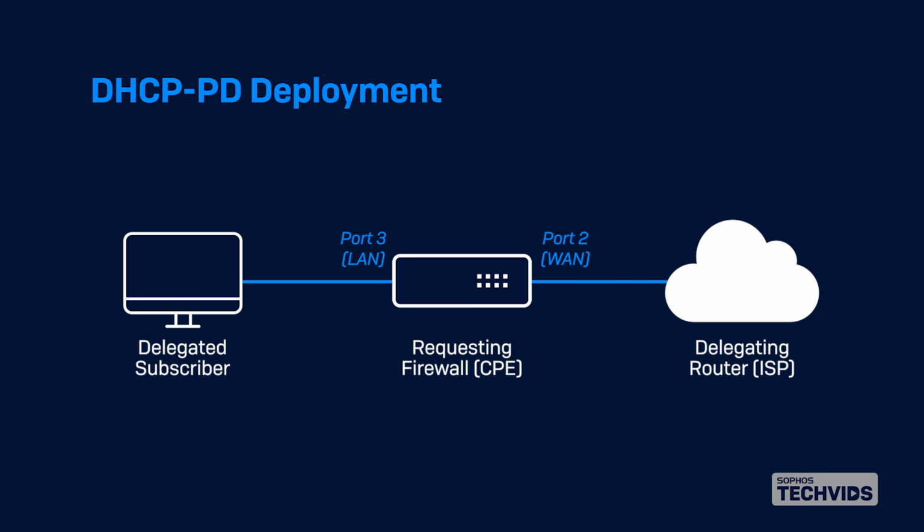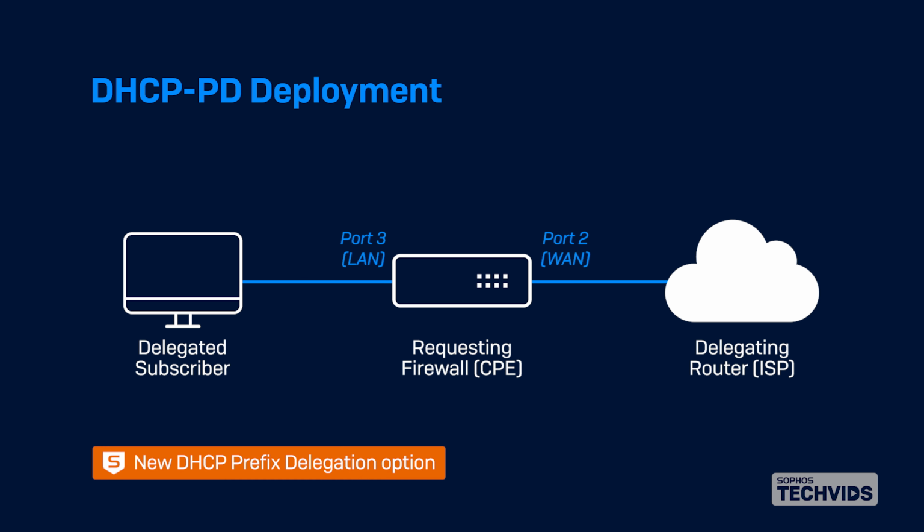Here, I have an example network setup. Port 3 is the firewall LAN interface connected to all my clients, and port 2 is the WAN interface connected to an internet service provider that supports DHCP prefix delegation. First, the firewall sends a DHCPv6 prefix delegation request to the ISP. In SFOS v20, we now have a new option to enable DHCP PD.